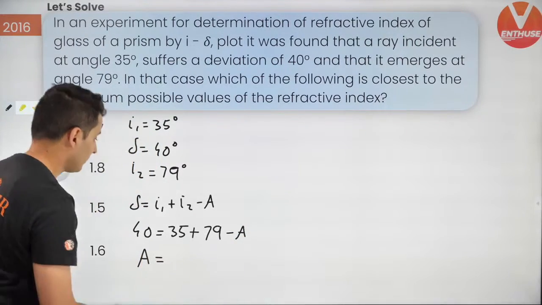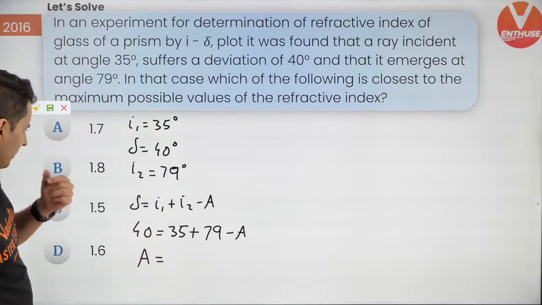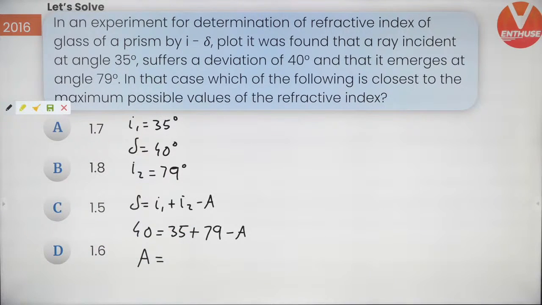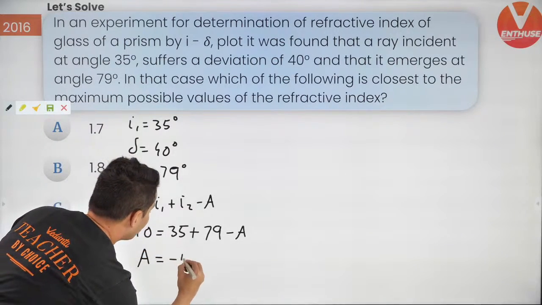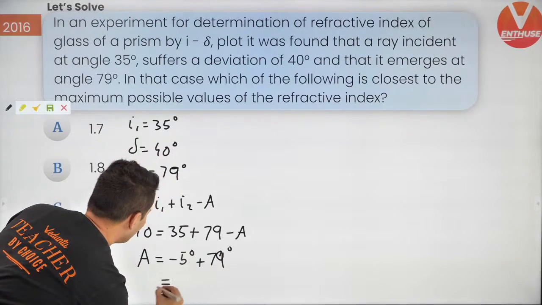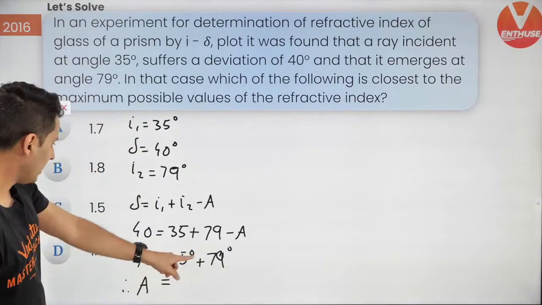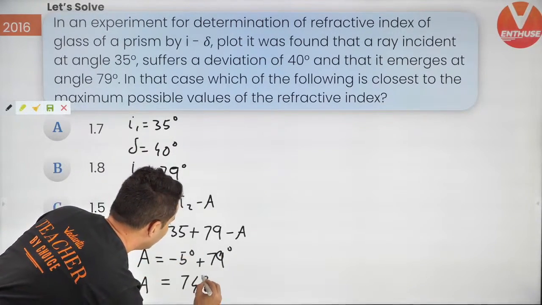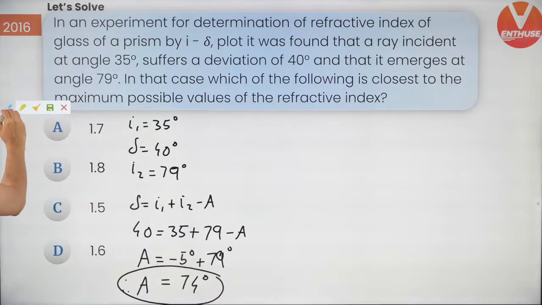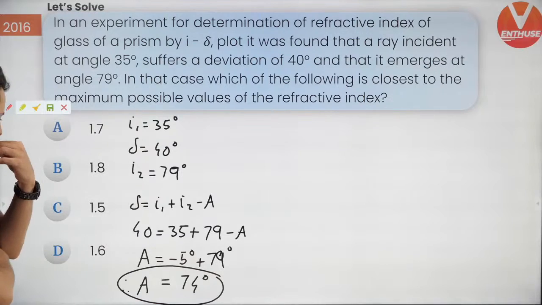So A will be 40 plus 35, correct? So 75 plus 79, no, 35 minus 40, my bad. So minus 5 plus 79 degrees. So that A is going to be 74 degrees. So this is the value of A. Okay, I have got the value of A now. Now what do I do?